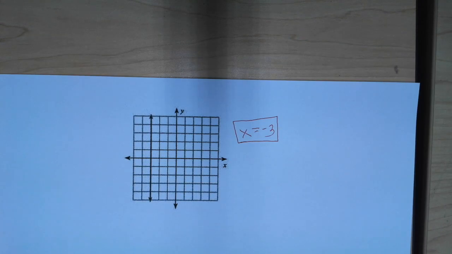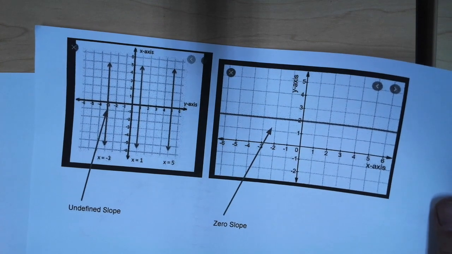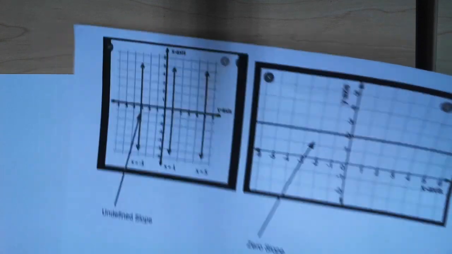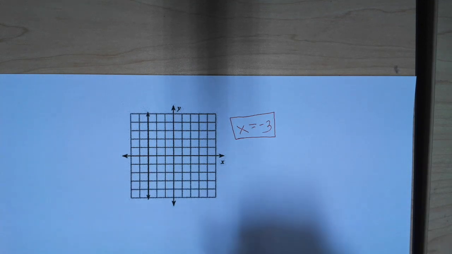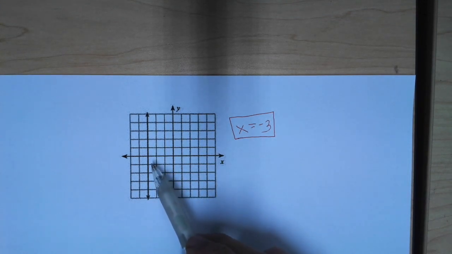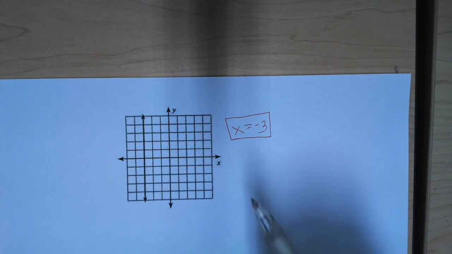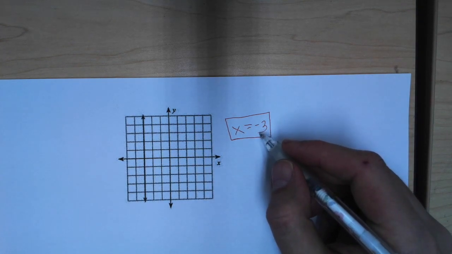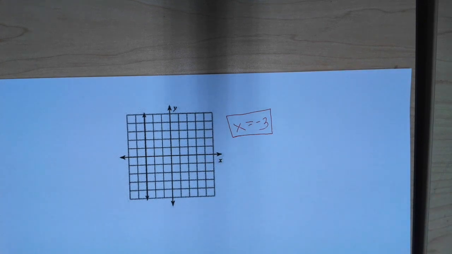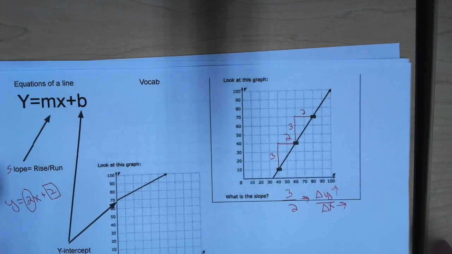So here I have a special example. This is one of the two, and it's an undefined slope. So I cannot create an equation for the following. So x is at 1, 2, 3, x equals 3. So that's my answer, x equals 3. Let's do one more example here.